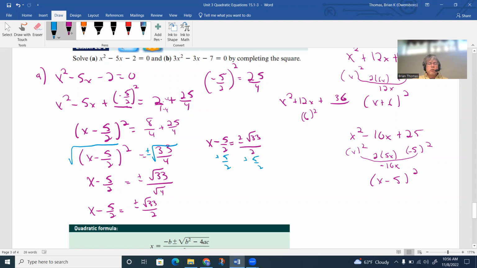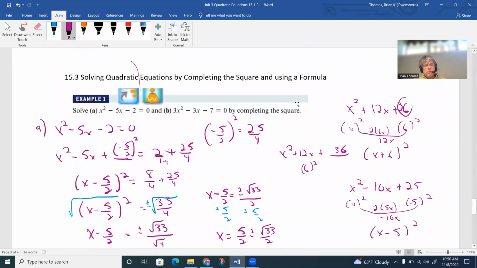So what we have is what's called an irrational number. We can't actually add those together. So this becomes x equals 5/2 plus or minus the square root of 33 over 2. And we really can't do anything with that unless we want to change it to a decimal. So at this point, I'm not going to go that far. I'm just going to leave that as that. So that's completing the square.